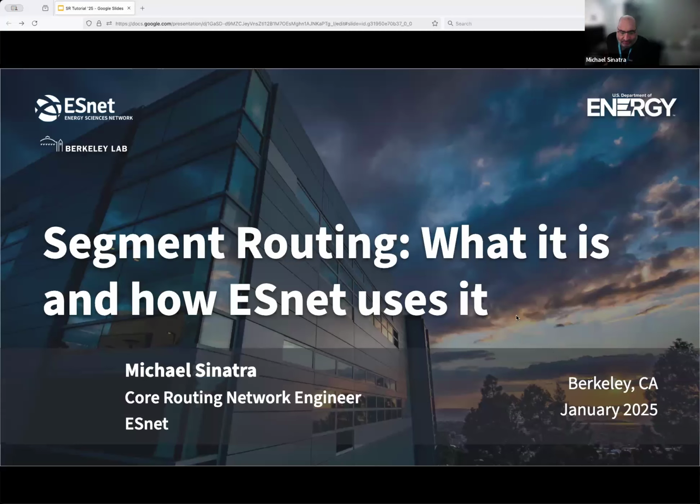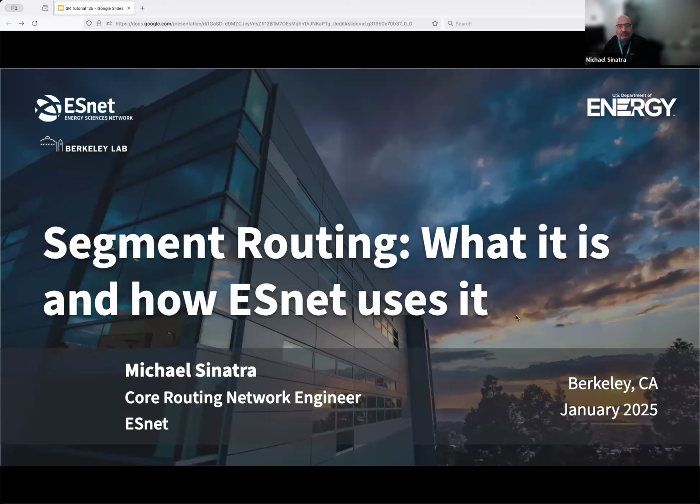Yeah, so I'll give a little bit of overview of the purpose of this talk. First of all, I'm a core routing network engineer at ESnet. I've been at ESnet for 14 years, and before that, I worked for UC Berkeley for something around 19 years. So I have a lot of experience in routing, basically. I gave a talk at TechX regarding traffic engineering using segment routing and some things that ESnet is doing.